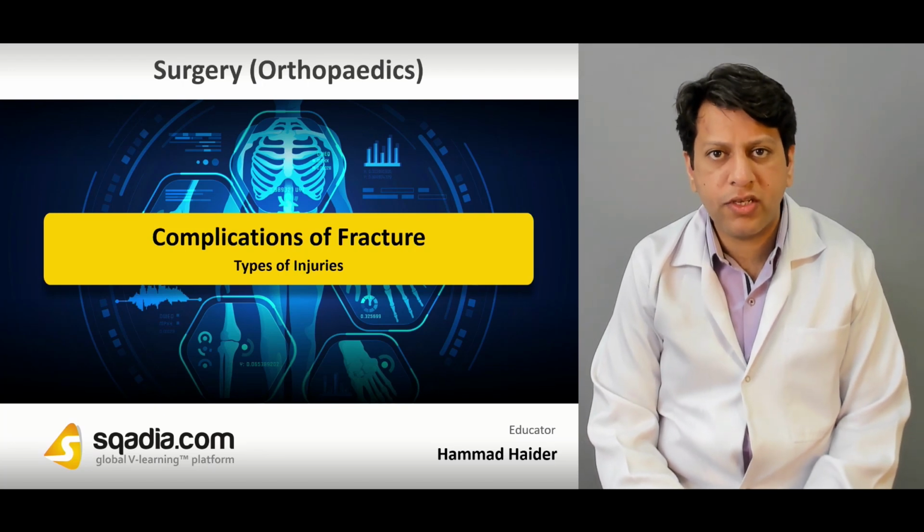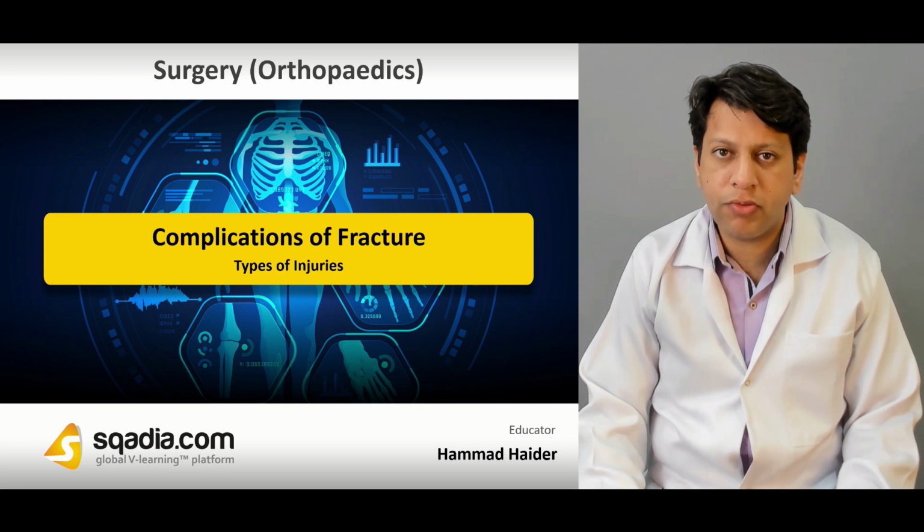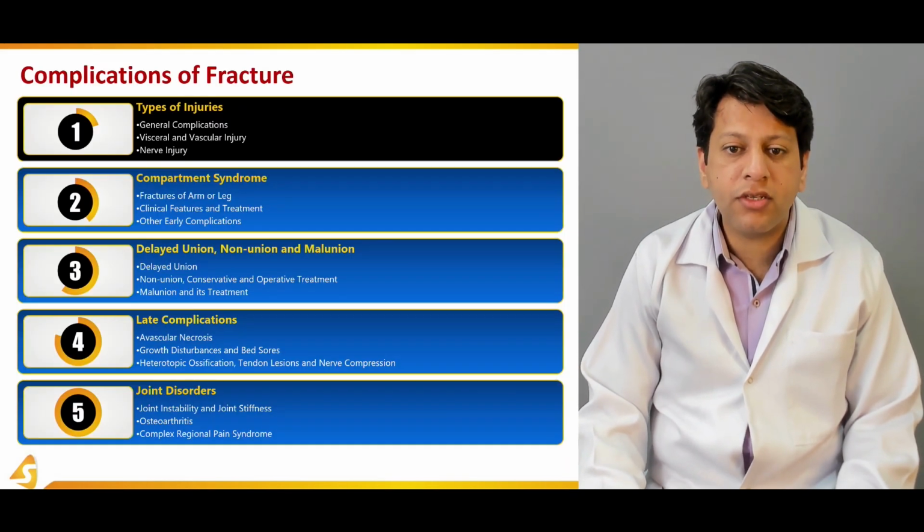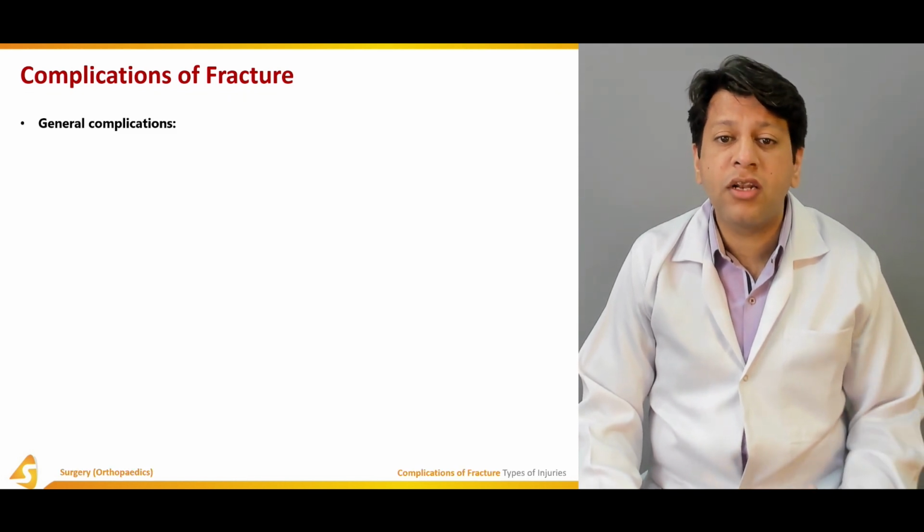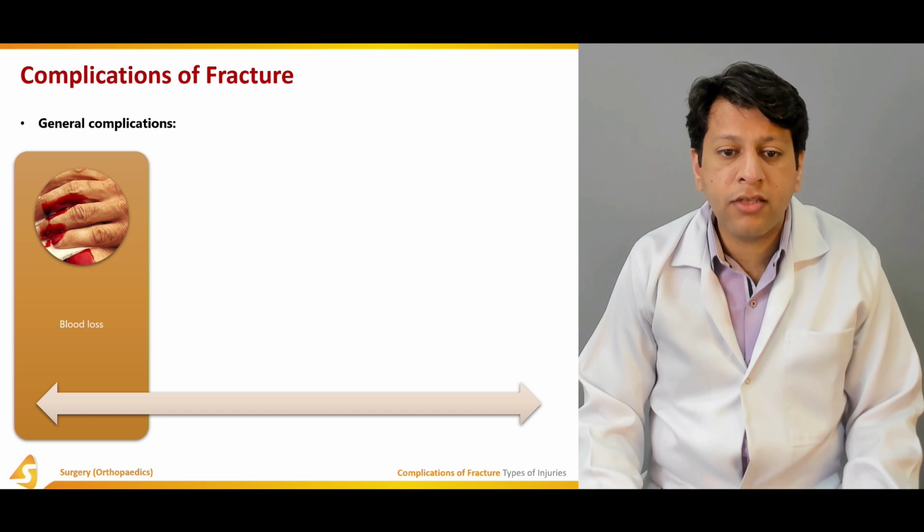Now, moving on to our first section, that is what are the complications and general complications associated with fractures. We'll be discussing visceral and nerve injuries in this section mainly. Now, what are the general complications? This could be as simple as blood loss.